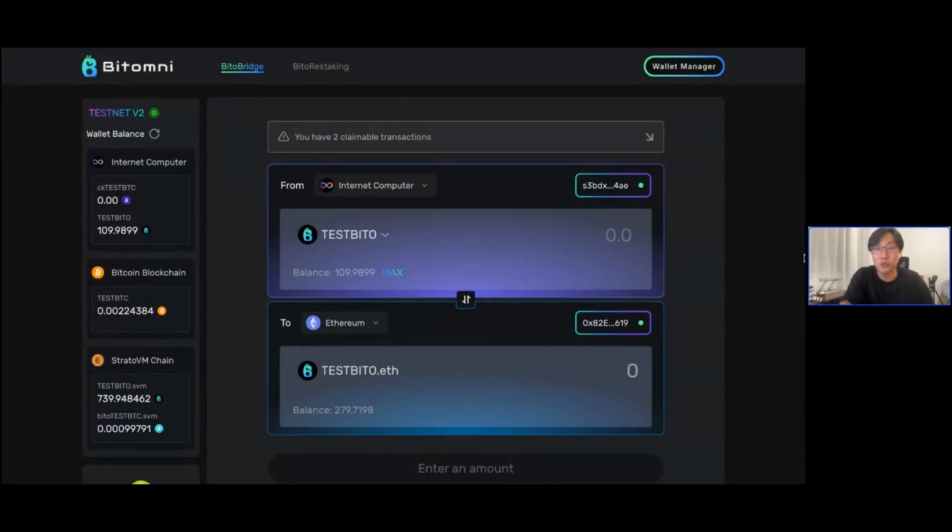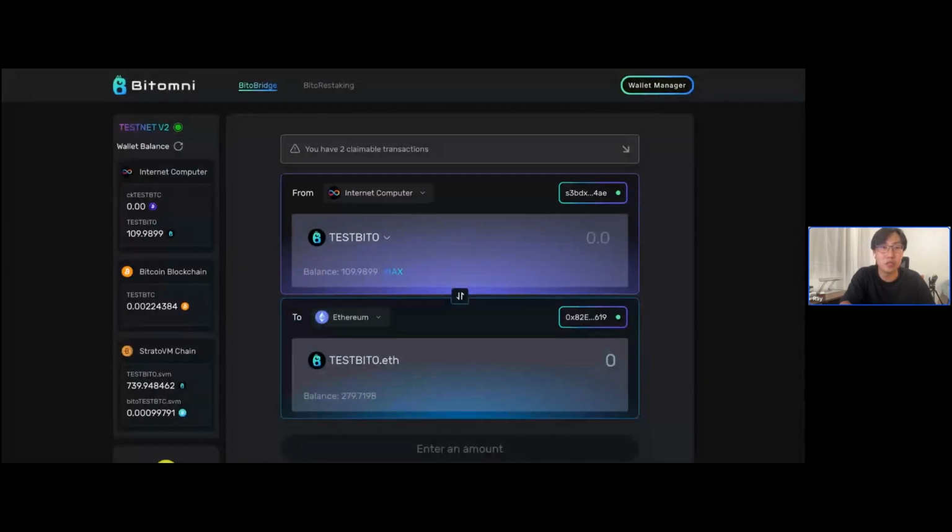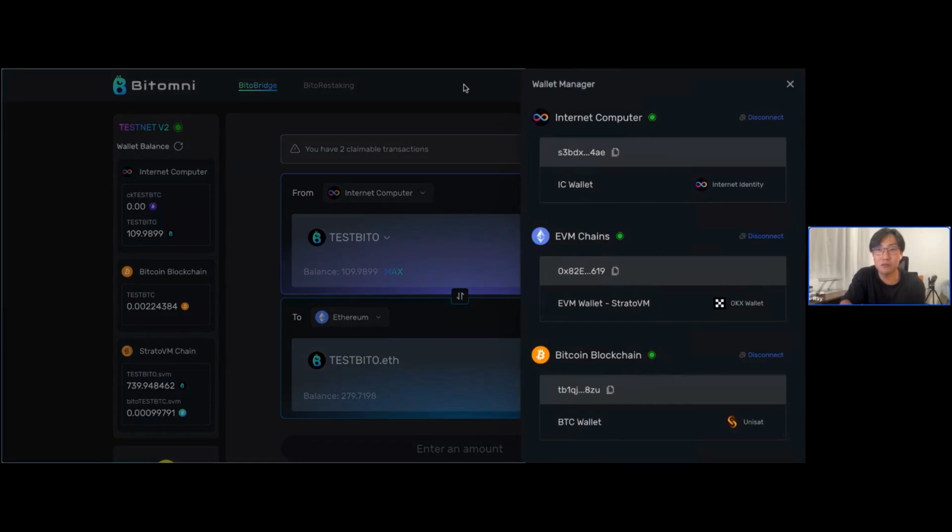And if you are interested, you can visit the site directly by visiting .bitomni.io. It's going to direct you to the testnet version 2. So if you are using this, the first thing you need to do is connect your wallet.